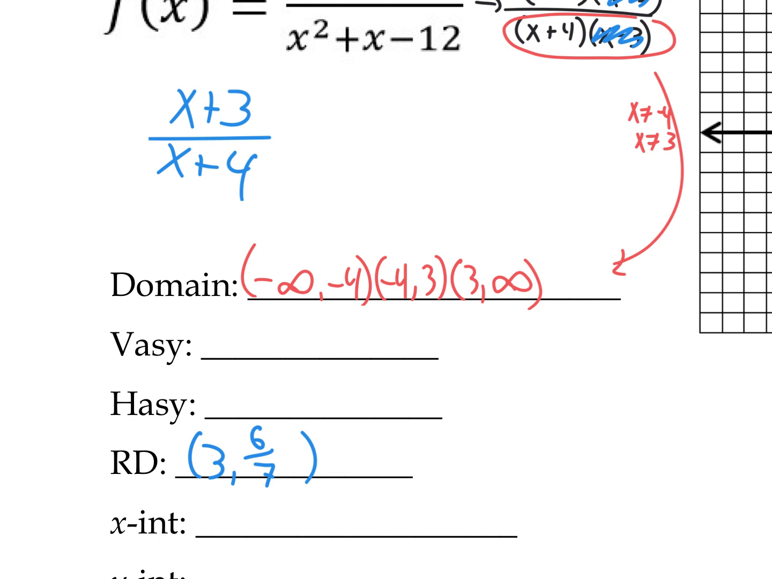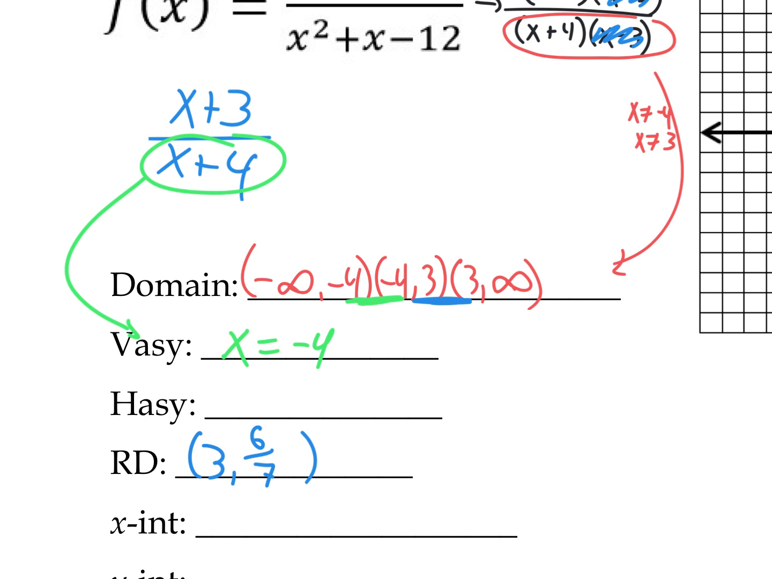Now we can also get our vertical asymptote. I'm still left with this x plus 4. So I have a vertical asymptote at x equals negative 4. Lo and behold, the numbers that show up in my domain restrictions also happen to be vertical asymptotes or removable. Interesting.